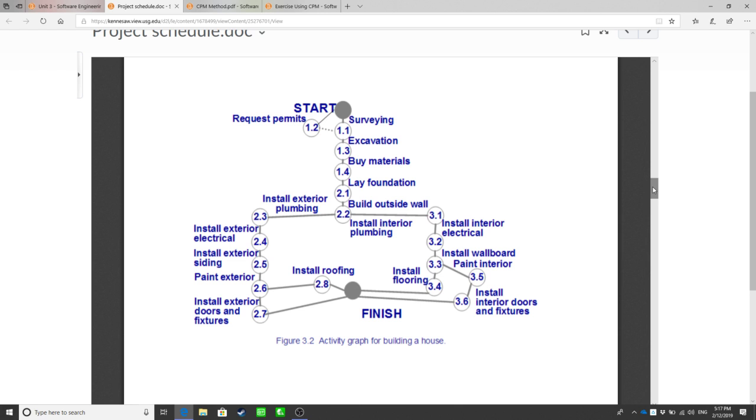Okay, but here, when we reach 2.2, we actually have two branches, those 2.3 and 3.1, which are install interior plumbing and install exterior plumbing. They don't really have dependencies on each other, right? It's easy to understand. Later on, you have two branches, then at some point, they merge to the finish line. Yeah, so it's just an activity graph.